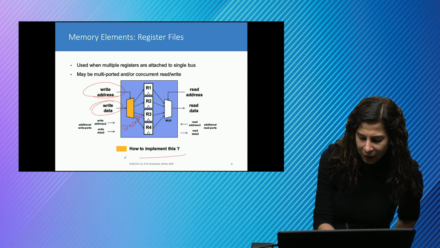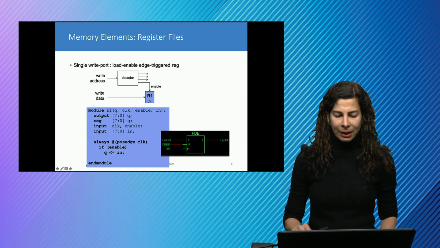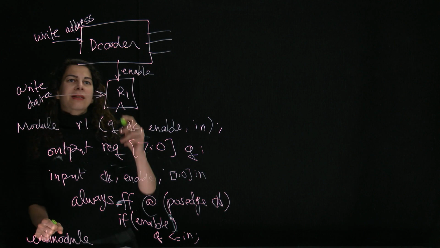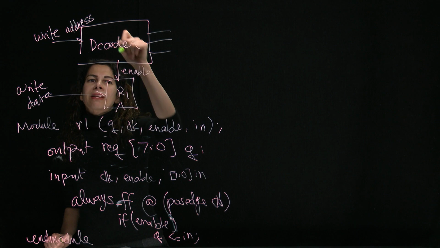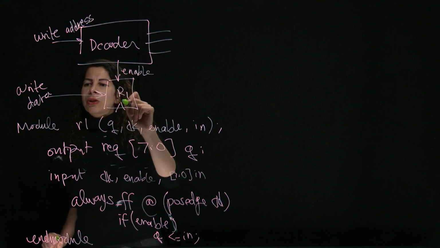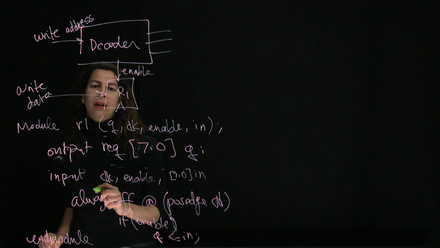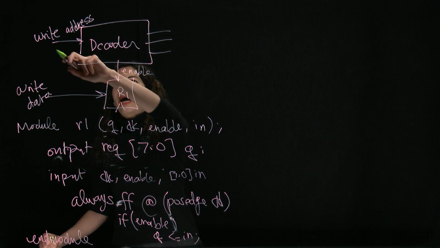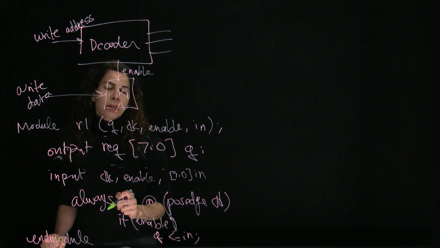Now the question is, how do we implement an address decoder? Let's go to the board and see that. Here, this is how a decoder looks. It gets the write address, and based on the address it gets, it gives an enable signal to the register where we're writing the data, and then we write data to this element. So we decode the value of the address, we give it as an enable signal to the appropriate register, and then we write data to the registers.